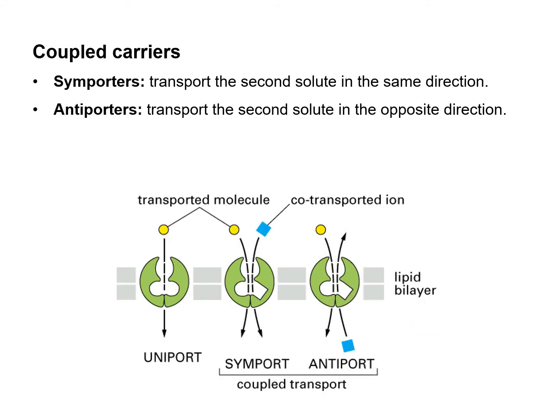Unlike a uniporter, which handles just one molecule at a time, coupled carriers move two molecules at the same time, and there are two subtypes for coupled carriers: symporters and antiporters. Symporters transport the second solute in the same direction, both of them in the same direction. But antiporters are the ones where the second solute moves in the opposite direction.